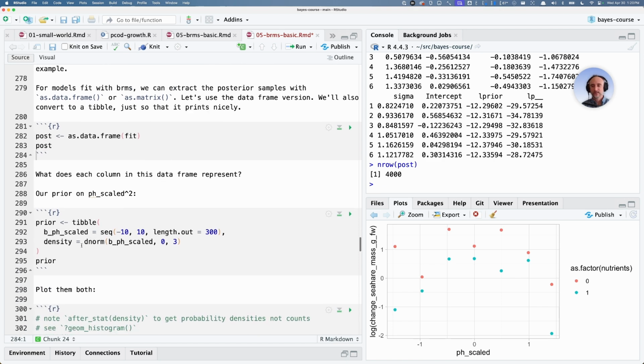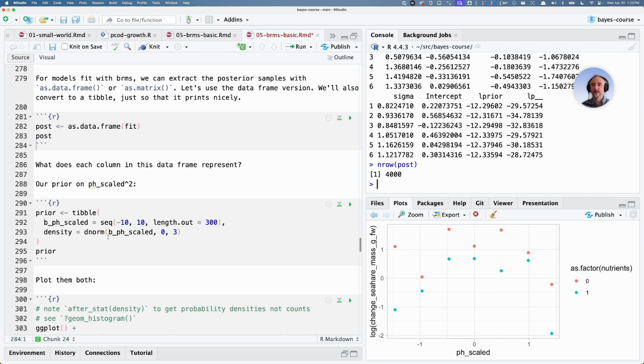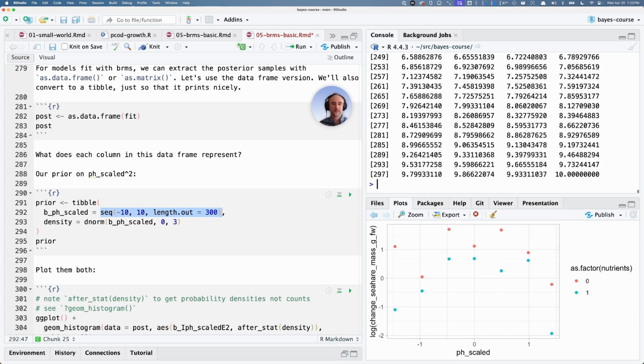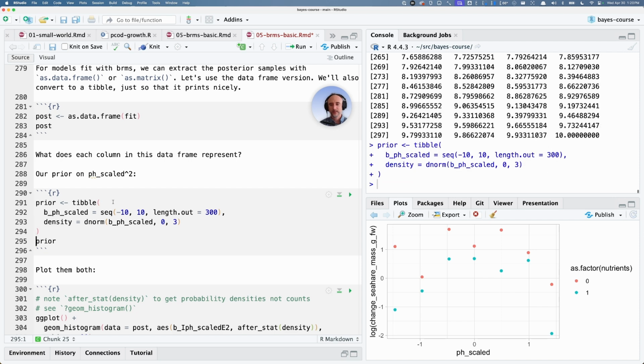Now I'm going to make a visualization of the prior that I fit, and I could sample from the prior, and we're going to see an example of that later. But in this first example, I'm going to actually draw what the prior density is. To do that, I'm just going to create a sequence of 300 values from -10 to 10, because that's where I'm going to plot. And I'm going to calculate dnorm, so the normal density of those values with a mean of 0 and a standard deviation of 3, which is the prior, I believe.